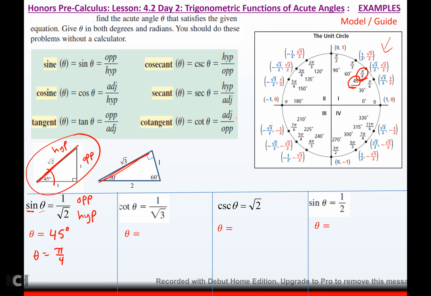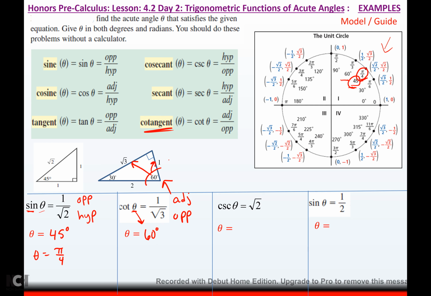Okay, cotangent. Cotangent is adjacent over opposite. So I'm looking for the square root of 3, which tells me I'm in the 30, 60, 90 triangle. And that has to be opposite of whatever the angle is. So the square root of 3 is opposite of the 60, and 1 is adjacent to it. So adjacent to 60 is 1, opposite of 60 is the square root of 3, so theta equals 60 degrees. And again, you can go to the unit circle. 60 degrees in radians is pi over 3.